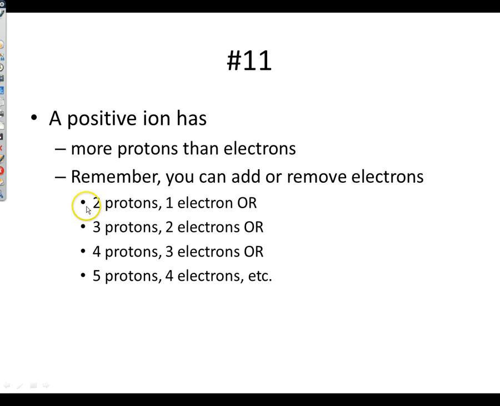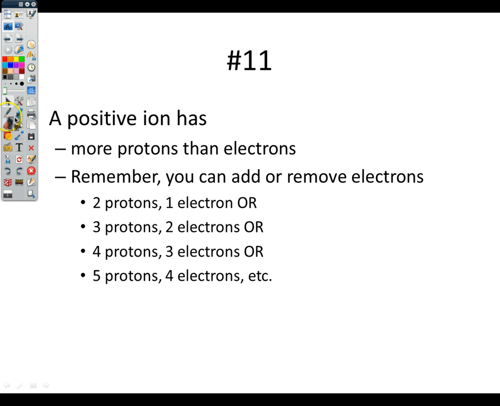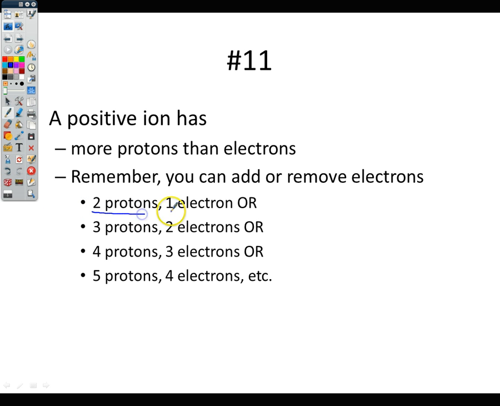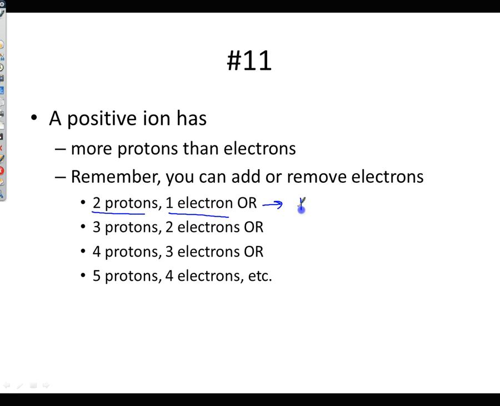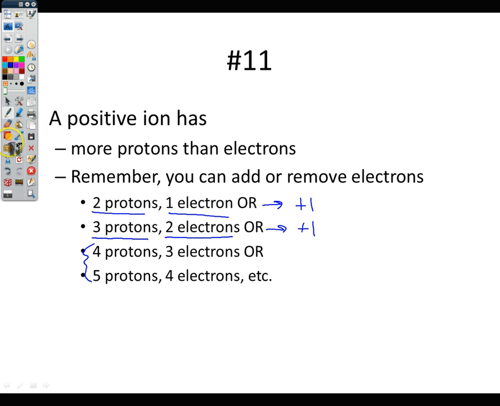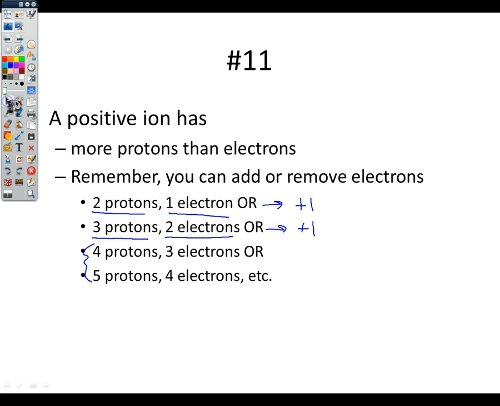Let's say that I have an atom that has 2 protons and it has 1 electron. If it has that, then it has a +1 charge. If a different atom has 3 protons and only 2 electrons, it would also have a +1 charge. So you'll notice that the rest of these also have a +1 charge. So all of those are positive. They can have any positive number within reason, but that's typically what you'll see: more protons than electrons.